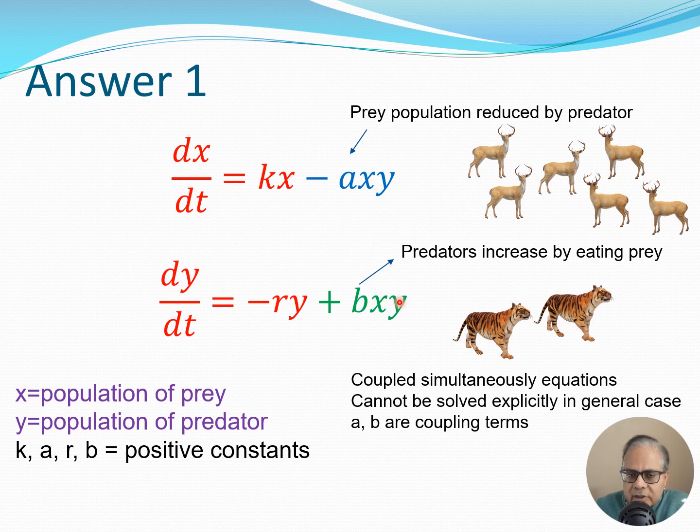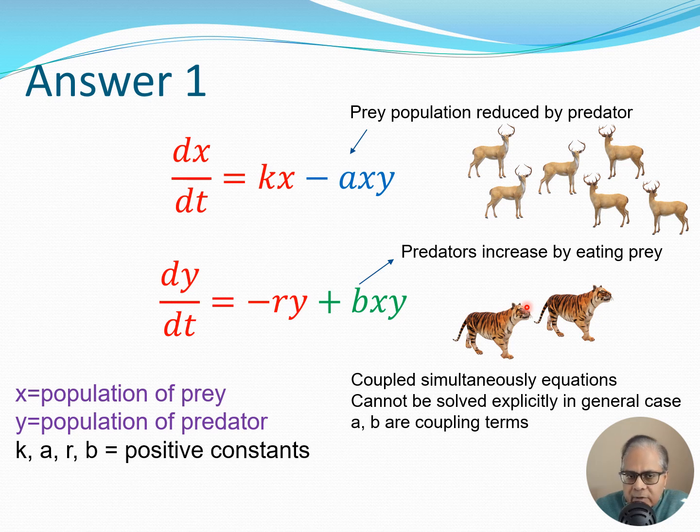Now let us imagine a situation where there are only predators, all the prey have disappeared. In this case, the population of predators is going to simply decay. So the equation is going to be dy by dt is minus ry, the equation in red here. So this is the case where there are no prey. So unfortunately the tigers here do not have things to eat. So after some time they are simply going to die out.